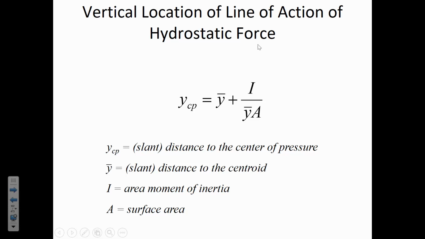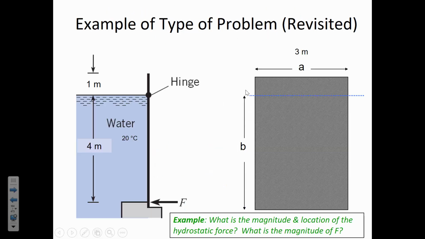Does everybody understand the variables that are in this formula? Which formula we use for I varies on the shape of the plate. If it's circular or elliptical or rectangular, sometimes we'll have different formulas for I.